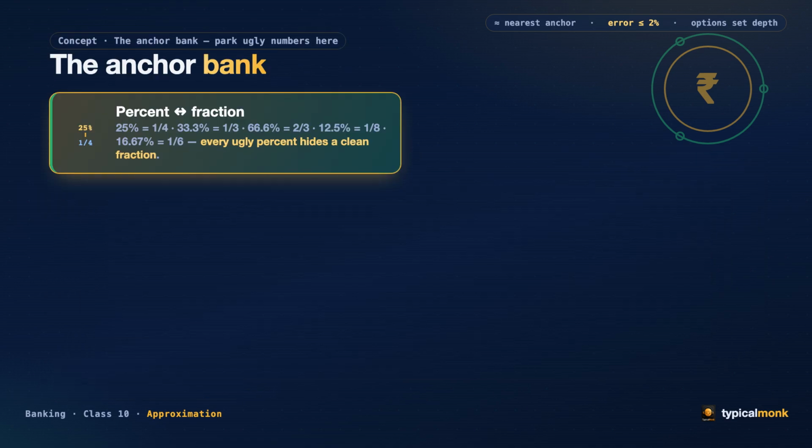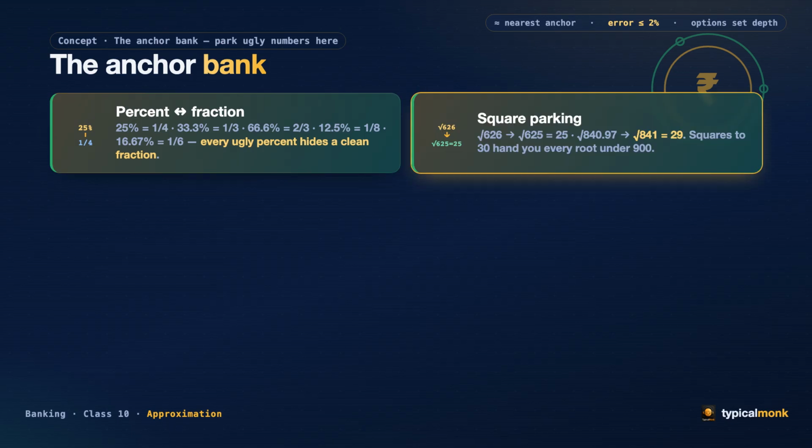Now, the anchor bank. The parking spots where every ugly number belongs. The first account, the percent fraction bridge. 25% is 1/4. 33.3% is 1/3. 66.6% is 2/3. 12.5% is 1/8. 16.67% is 1/6. Inside every ugly percent hides a keen fraction. Pull it out.